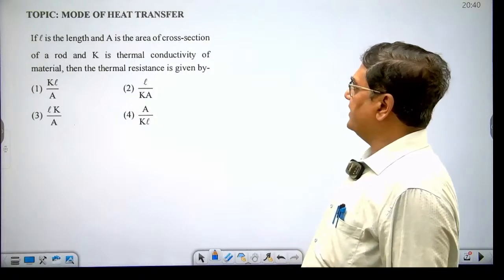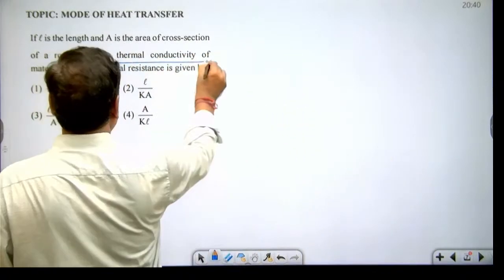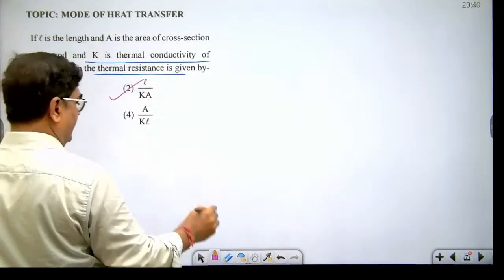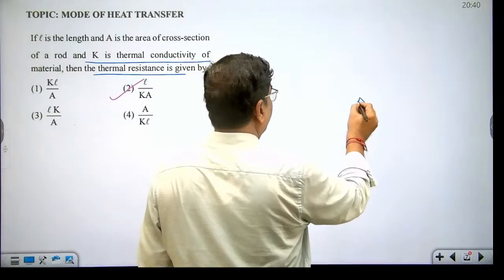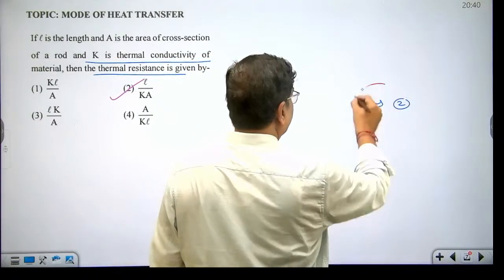If L is the length and A is the area of cross section of a rod and K is the thermal conductivity of the material, then the thermal resistance is given as L upon K into A. So out of 4 choices, the correct choice is option 2.